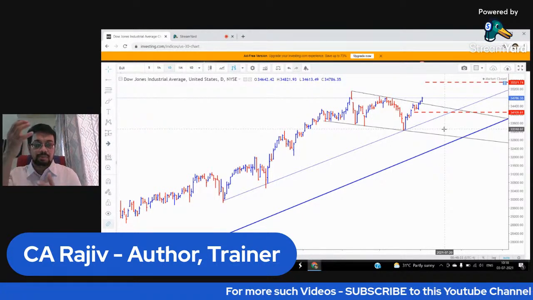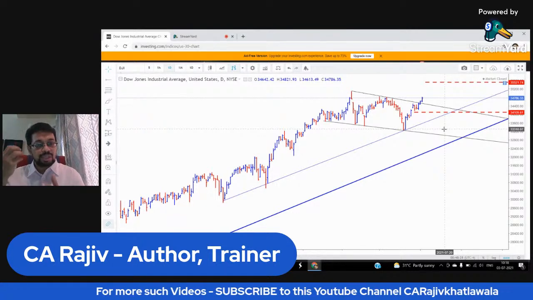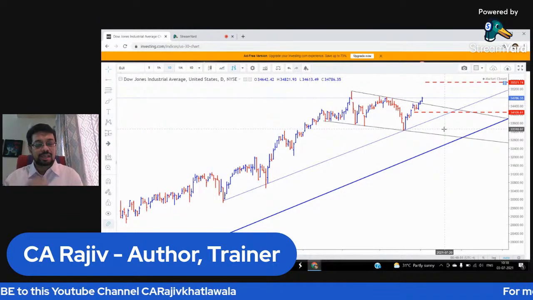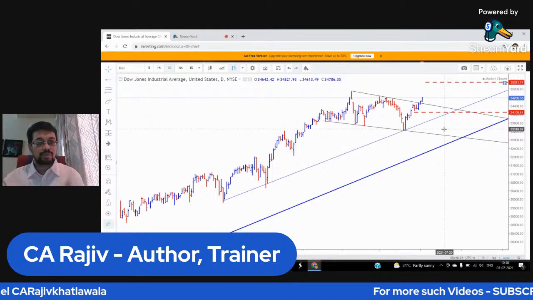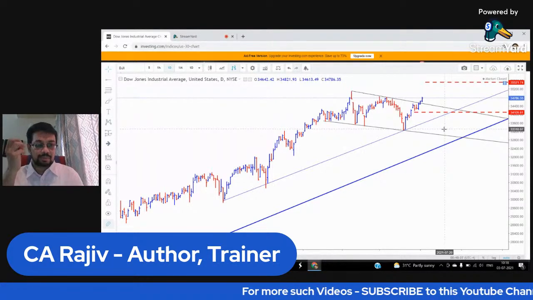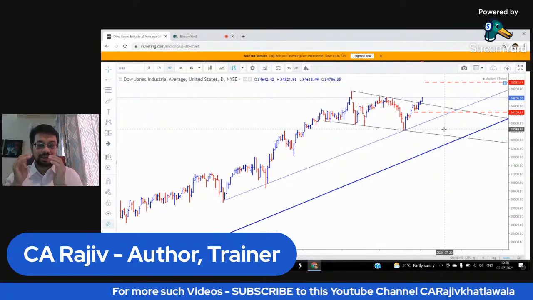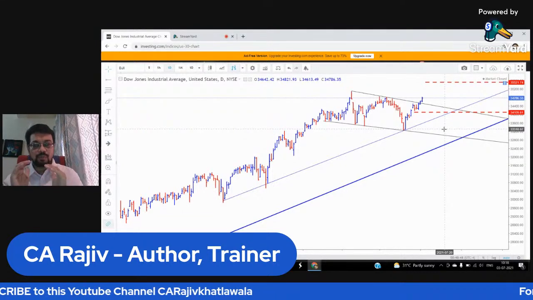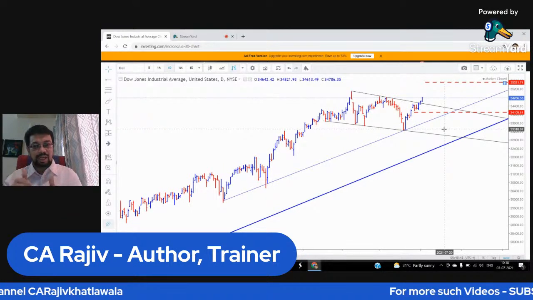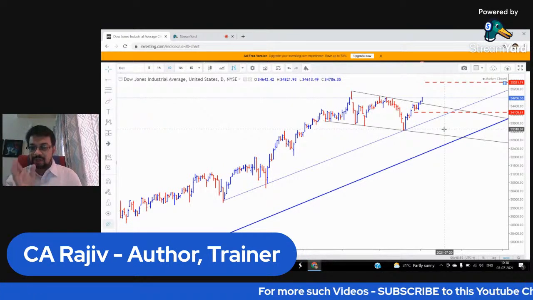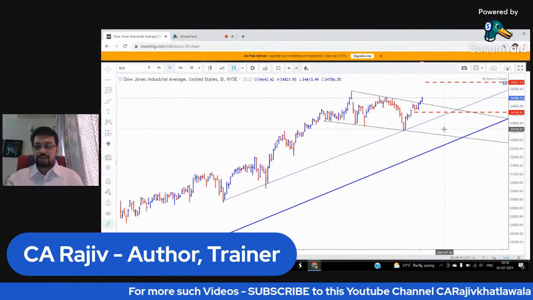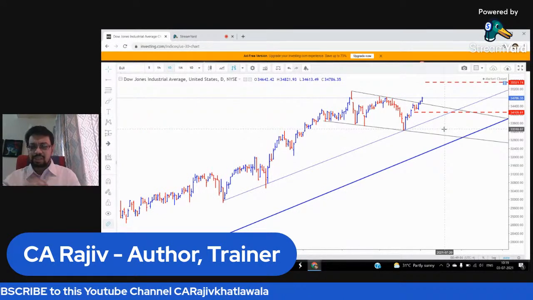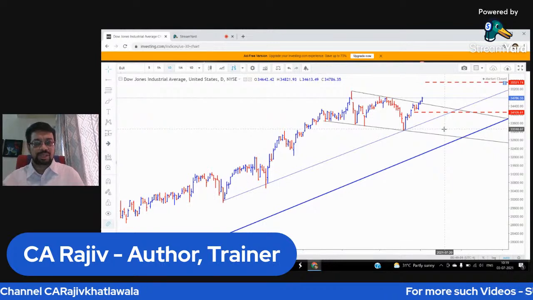If that is broken, the prices come back into the channel which it was in for the last so many days. In that case, the breakout would not work out. And once it comes back into the channel, there is always a possibility that it will try to test the lower end of the channel. So 34,100 for the Dow Jones is a key level. And on the upside, as the price action goes ahead, we will target 35,091 and 35,500 approximate levels. So this is the evaluation for the Dow Jones index.